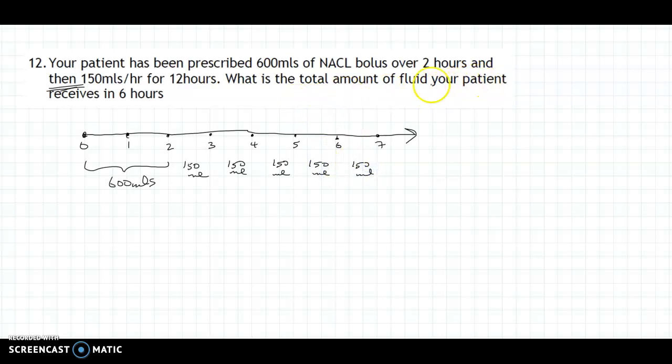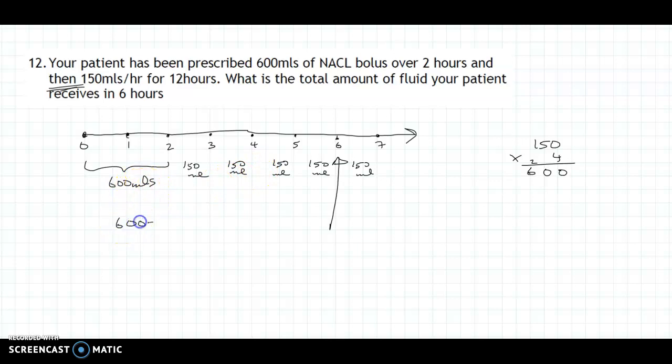What's the total amount of fluid your patient receives in 6 hours? So when we get to here, 6 hours elapsed, what's the patient received? The patient's got 600 over the first 2 hours, and then 150. See that? Multiply by 4. So 150, multiply that by 4. 4 zeros is 0, 4 fives is 20, carry the 2. 4 ones is 4. And 2 is 6. So that comes to 600 there and 600 in the first 2 hours.